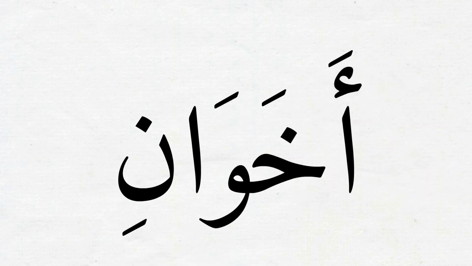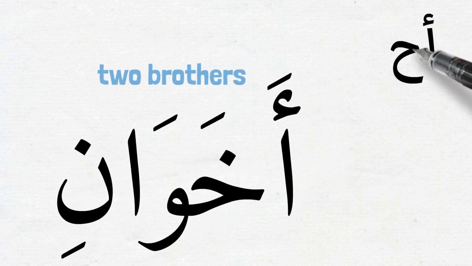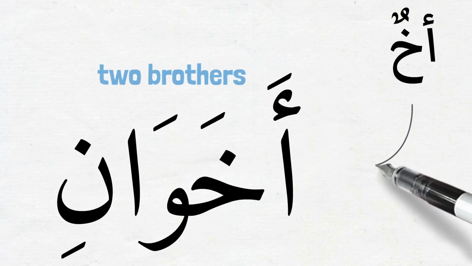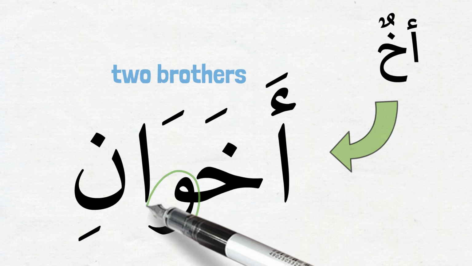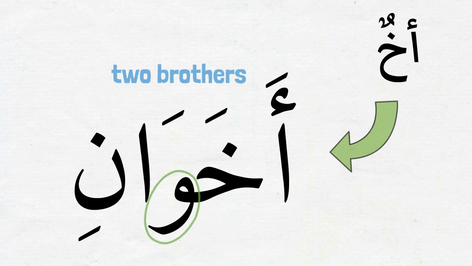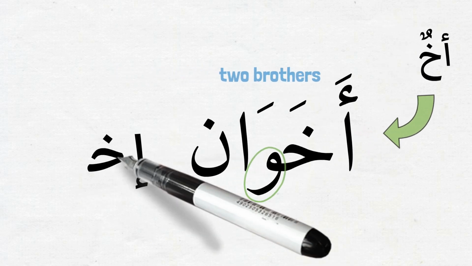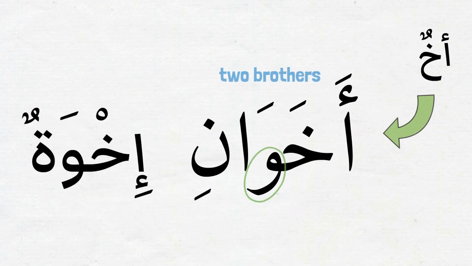The next word is akhawani, two brothers. It is a dual of akh. So akh became akhawani in muthanna. Notice in the dual form, an extra letter waw is added before the suffix ani. This is not the first time the letter waw shows up in akh, right? If you remember, its plural form ikhwa also has an extra waw in it.